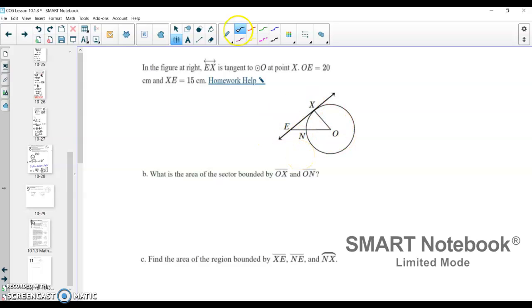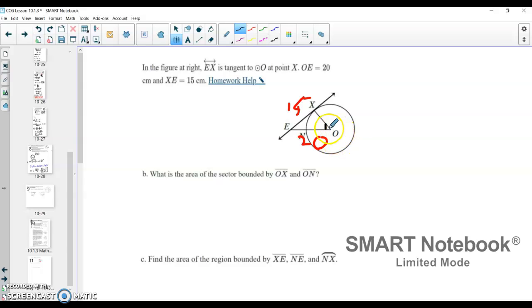And we actually know two of the values of that right triangle. OE is 20 and OXE is 15. And so we're actually going to use the fact that this is a right triangle to help us solve a couple things here. One, we need to figure out what that central angle is. And so that's the first part I'm going to do here, is trying to find that central angle.